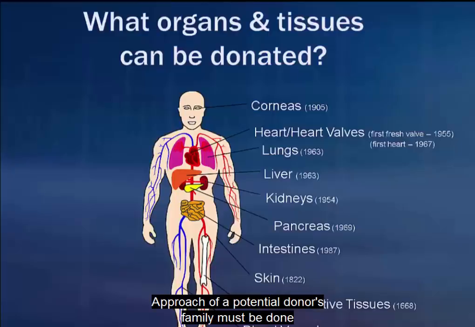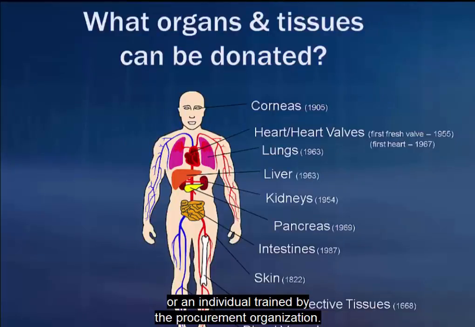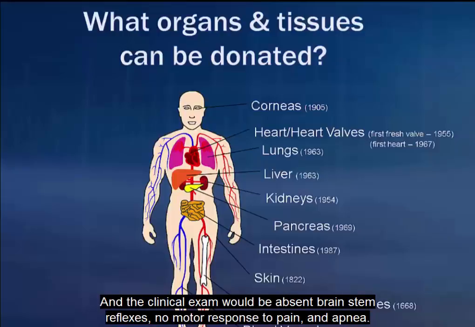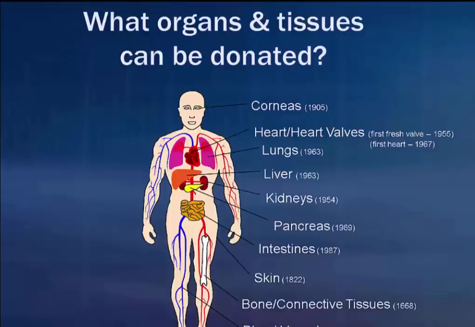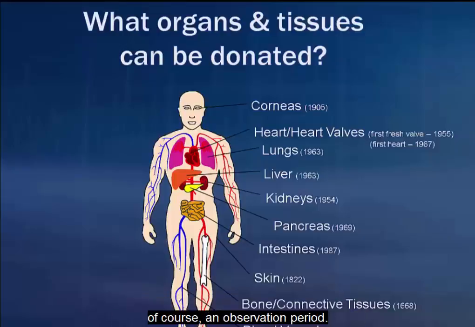Approach of a potential donor's family must be done by a procurement organization representative or an individual trained by the procurement organization. Causes for brain death are intracerebral hemorrhage, head trauma, anoxia, brain tumors, and the clinical exam would be absent brainstem reflexes, no motor response to pain, and apnea. Confirmatory testing would be cerebral angiogram, an EEG, cerebral blood flow, and of course an observation period.